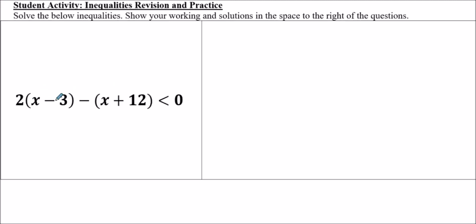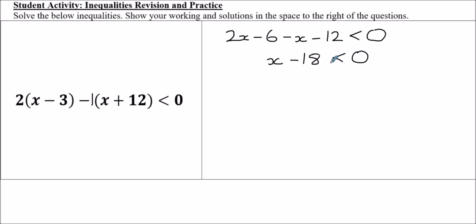Next one, two lots of brackets to expand, but fairly simple. 2 times x is 2x, 2 multiplied by minus 3 is minus 6, and minus x, then think of this as being a minus 1 in front, if ever you get confused. So minus 1 multiplied by positive 12 gives us minus 12. Simplify. 2x minus x is 1x, minus 6 minus 12 is minus 18. Finally, add 18 to both sides. We see that x has to be less than 18.